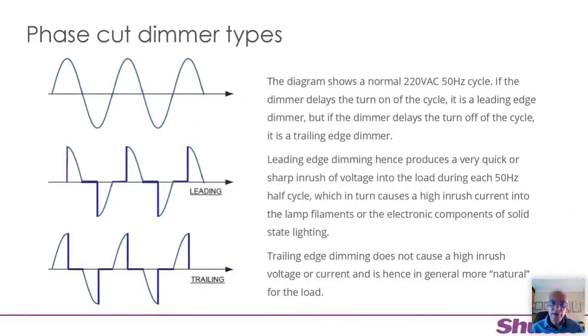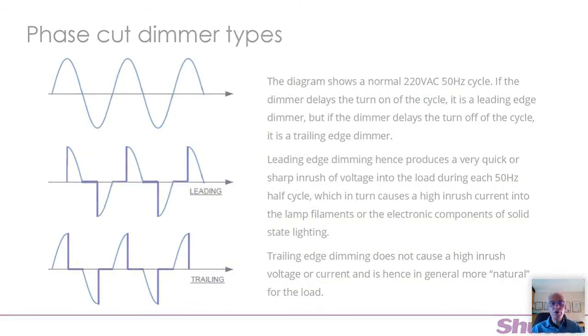So moving on to face card dimmers then, one of the most important questions that people always ask is, what is the difference between leading and trailing edge dimming? Now, it's actually very simple. If you look at this top waveform here, that is what the voltage looks like when it comes out of your wall socket. It's a beautiful alternating voltage. That's why it's called AC, and it alternates either 50 times a second or 60 times a second, depending on which country you're in.